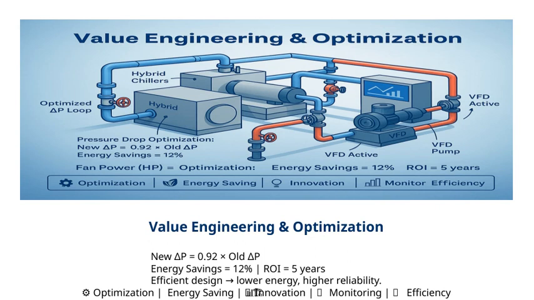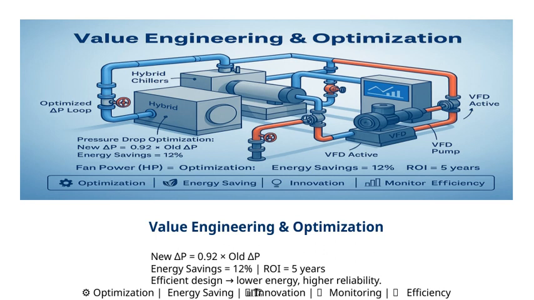Here, we see that the new delta P, or pressure drop, is reduced to 0.92 times the old value. This means we're achieving a significant decrease in pressure loss, which directly translates into energy savings. In fact, we're looking at about a 12% reduction in energy consumption, and the return on investment is around 5 years. That's a pretty compelling case for implementing these improvements.